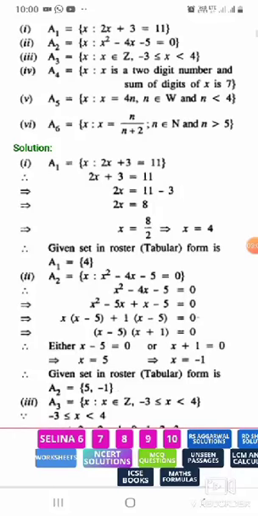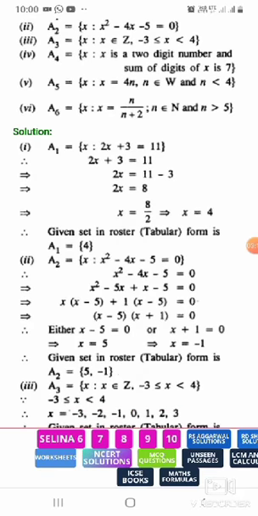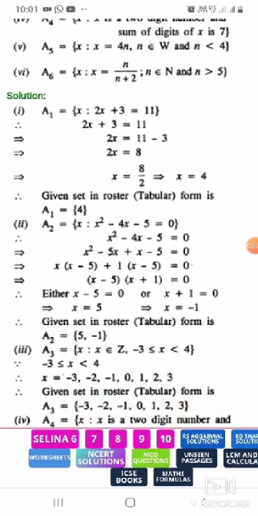Right, now let us move to the second problem. A2 is equal to x such that x square minus 4x minus 5 is equal to 0. Here also there is a possibility of getting one or two elements, and it all depends on the solution of that equation. So x square minus 4x minus 5 is equal to 0. Now can we write 5 as 5 into 1? You can write it, and there is a minus here, so minus 5 into plus 1.